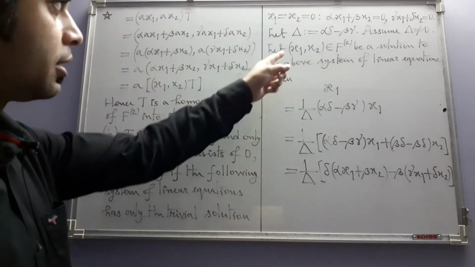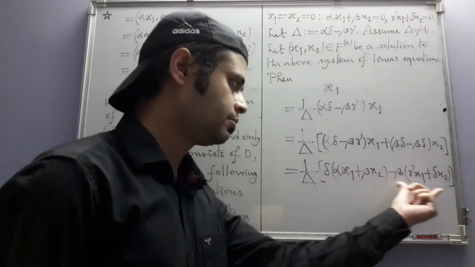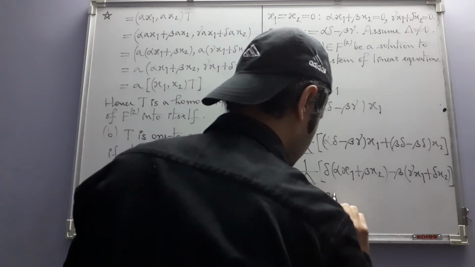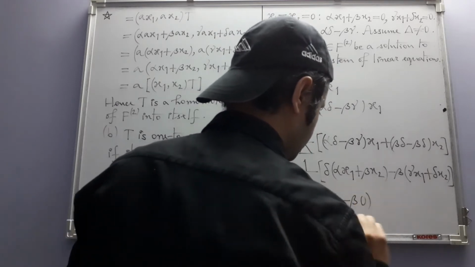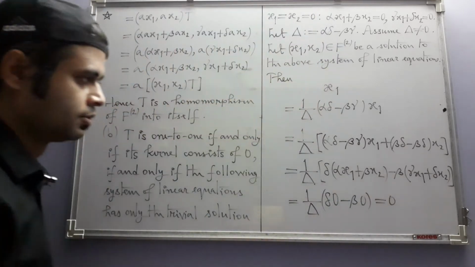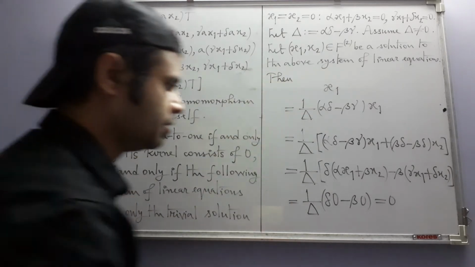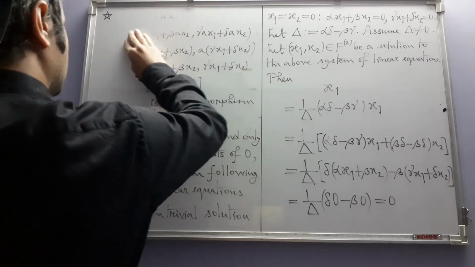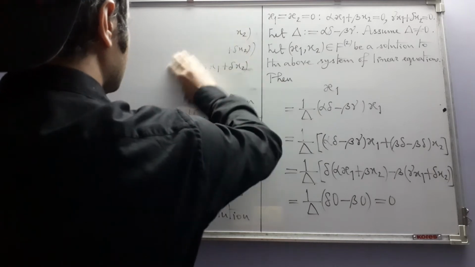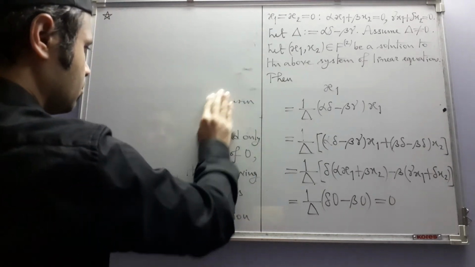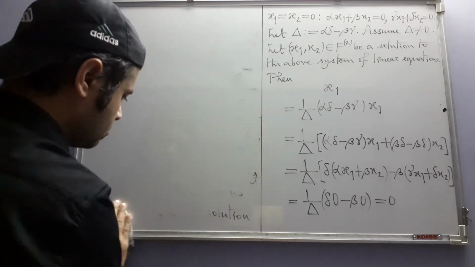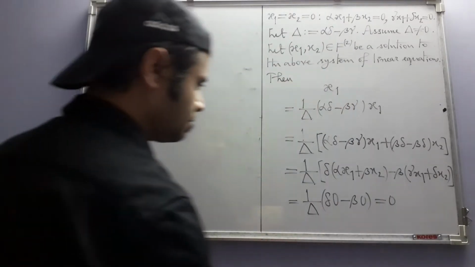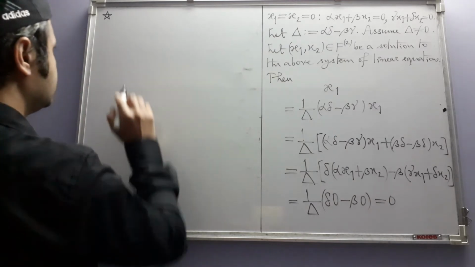Now, because we have assumed that this is a solution to the above system, this is 0, this is also 0, so that means delta 0 minus beta 0, which is equal to 0. So you see that we have shown that x1 is 0. And there will be, you can imagine, a similar calculation to show that x2 is 0.